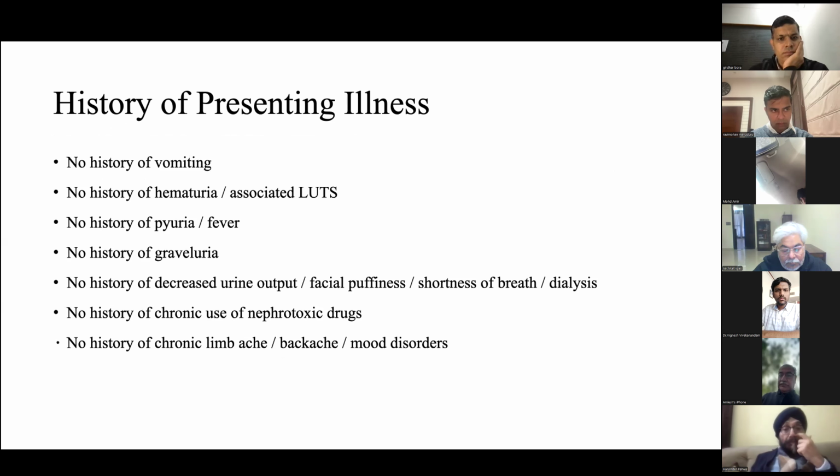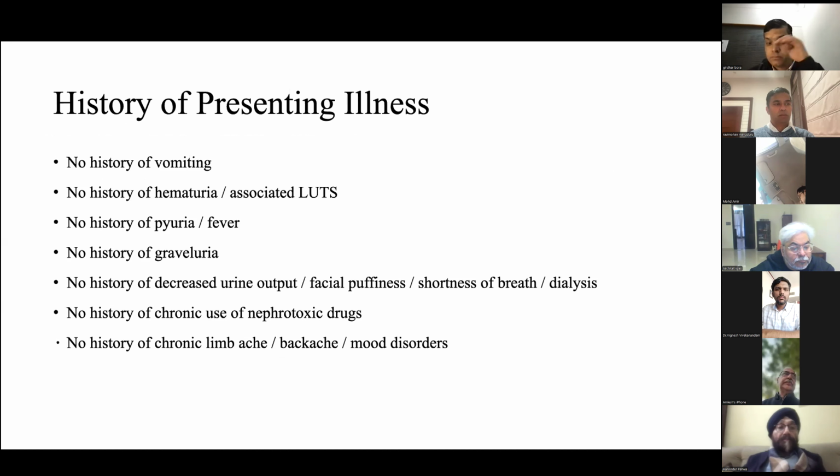There was no history of associated vomiting, no history of hematuria or associated lower urinary tract symptoms, no history of pyuria or fever, no history of gravelluria. There was no history of decreased urine output, facial puffiness, shortness of breath, or requirement of dialysis. No history of chronic use of nephrotoxic drugs, and no history of chronic limb ache, backache, or any mood disorders.